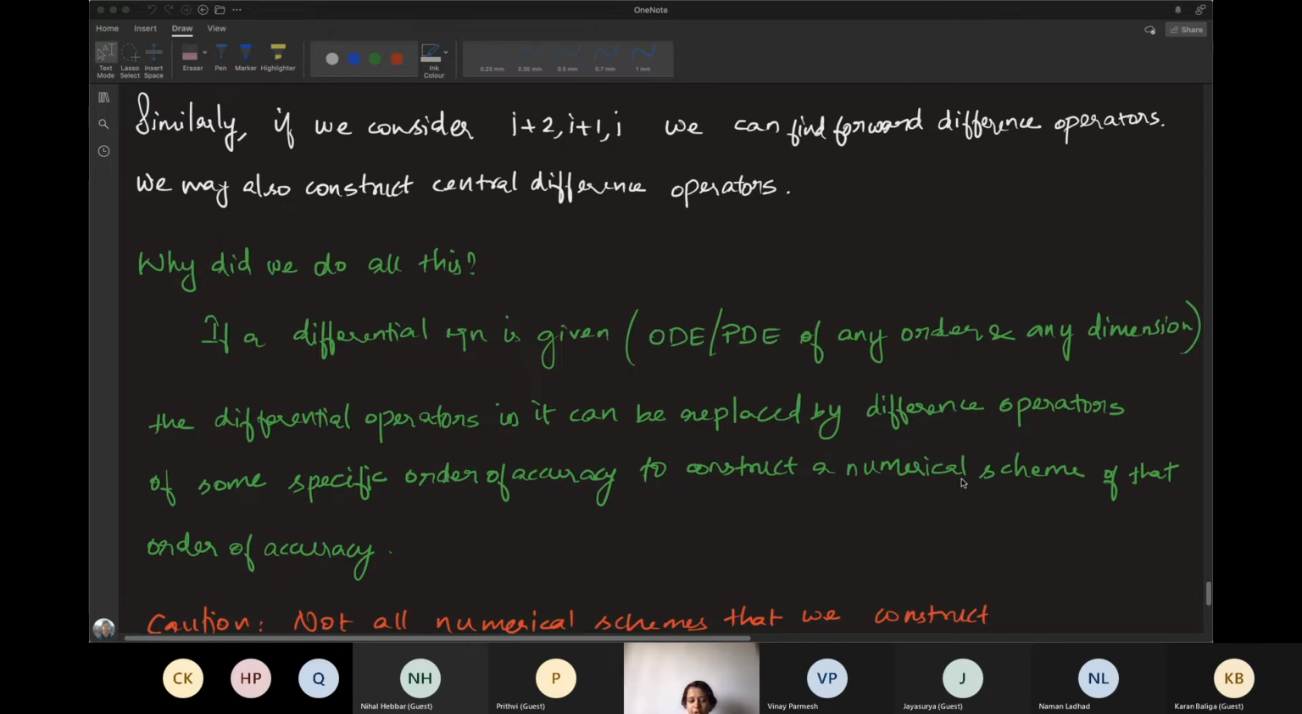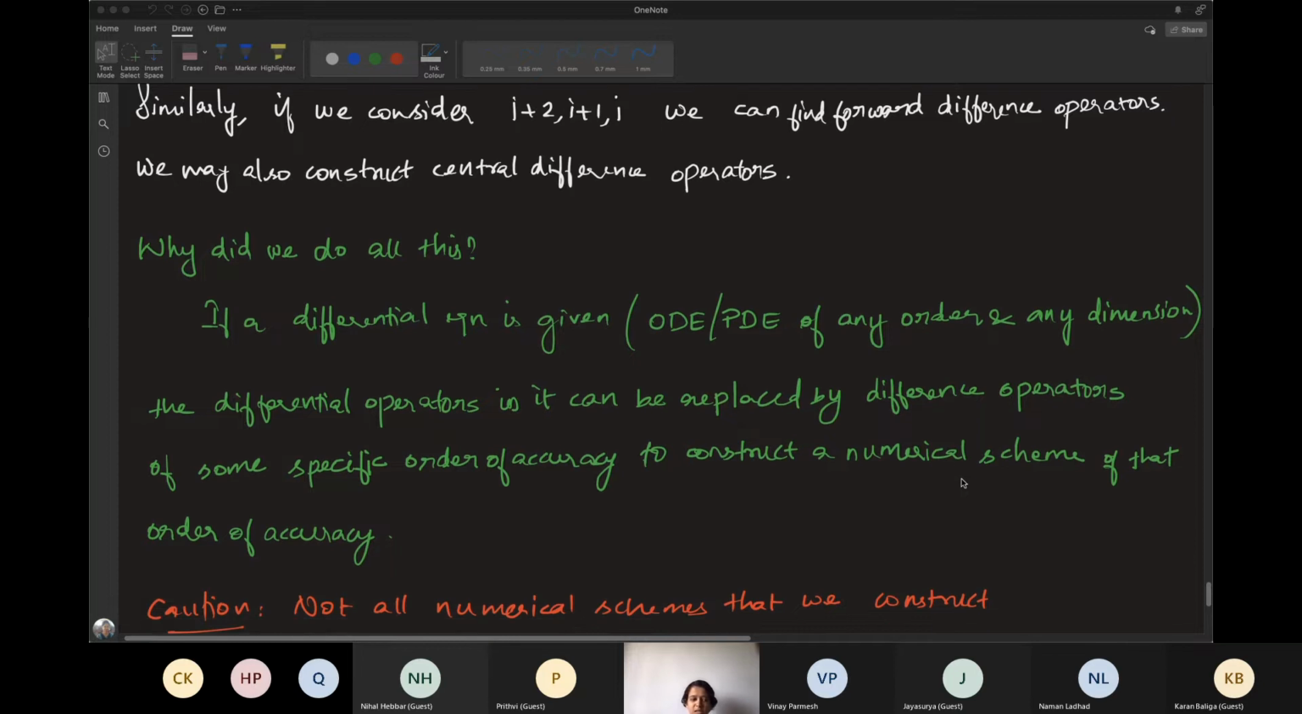And then you replace each of your differential operators by the difference operators and then solve for ui using the expression that you'll be getting. So essentially you are converting your differential equation into a difference equation of some order of accuracy by using this method. You're only identifying the difference operators of some order of accuracy. When you're given an equation, you substitute that in place of the differential operator and proceed further with your solution. This is what you require to convert your differential equation into a difference equation.